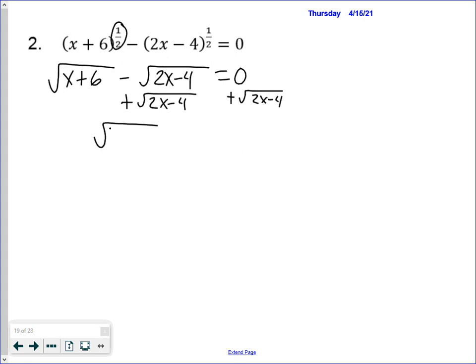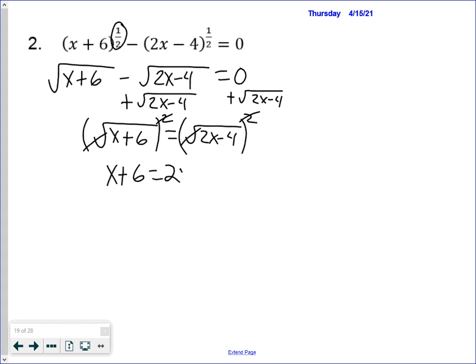So we get the square root of x plus 6 equals the square root of 2x minus 4. So now that we isolated both our radicals, we're going to try to get rid of those radicals, and we're going to do that by squaring both sides. If you're going to try to get rid of the square root, you square that square root. So we cancel those out, and we have x plus 6 equals 2x minus 4.